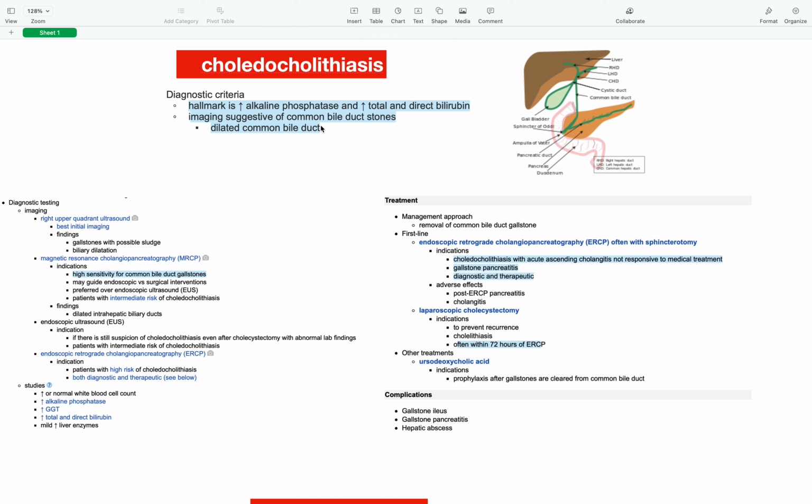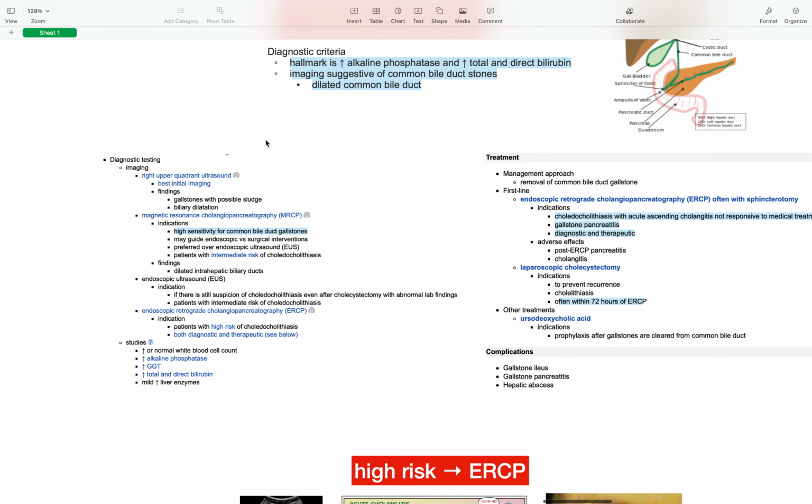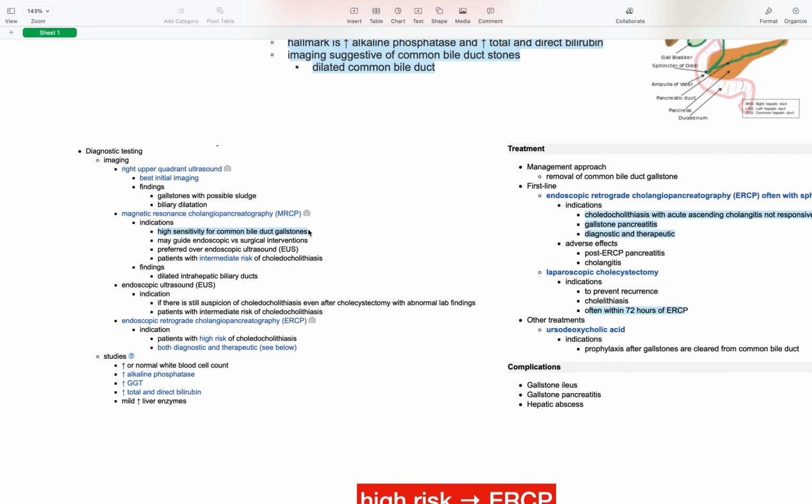Okay, so on imaging, usually an ultrasound will show a dilated common bile duct. So if you have this, the diagnosis for choledocolithiasis is made. Okay, so what's the best initial diagnostic testing? You always do a right upper quadrant ultrasound. Okay, that's the best initial imaging, which may show a gallstone with possible sludge or biliary dilation.